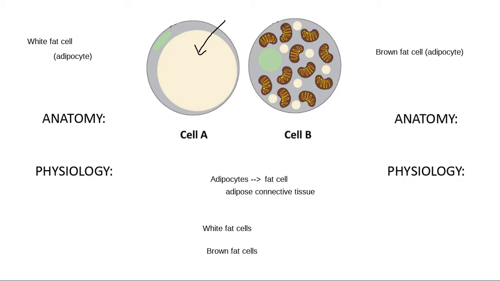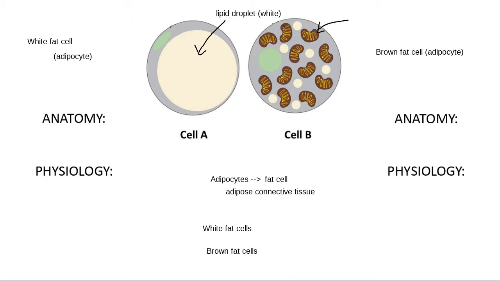This big thing right here, it looks kind of white, right? So this big white space here is actually a lipid droplet, and it looks white. Perfect. Yeah, so some of us are talking about the fact that, well, hey, these little brown spots, they're in a brown fat cell.